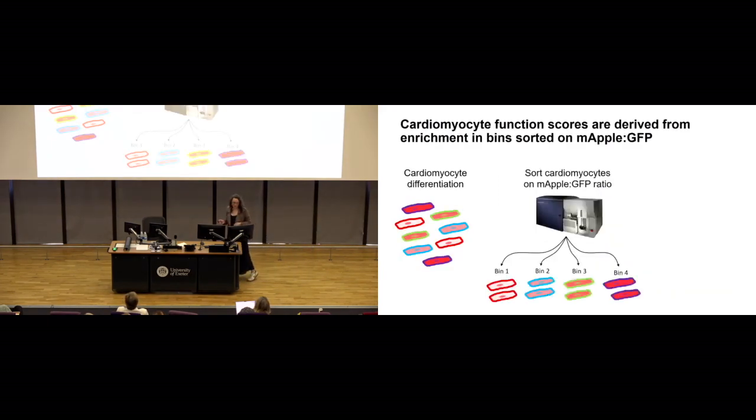And so the way that we can quantify this is using FACS sorting. So we sort into bins by brightness, and then we sequence which variants are in which bins. So the variant, and we do a weighted average.